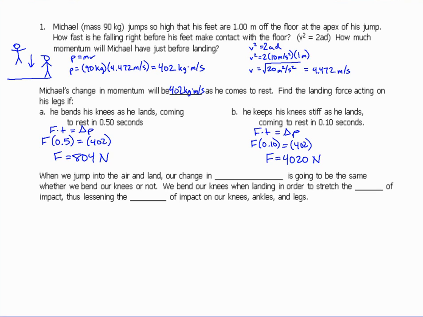When we jump into the air and land, our change in momentum is going to be the same whether we bend our knees or not. We bend our knees when landing in order to stretch the time of the impact, thus lessening the force of the impact on our knees, ankles, and legs. And actually, you can put your back in that list as well. A lot of times landings will really shock your back.